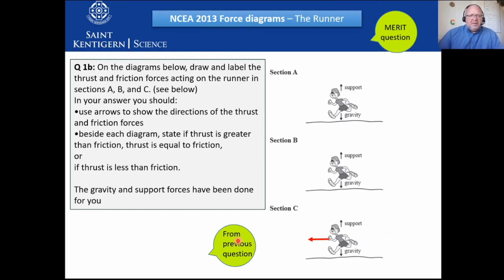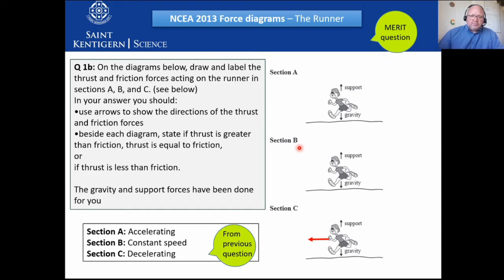Okay, so it was in 2013 that they asked this. Beside each diagram, state if thrust is greater than friction, thrust is equal to friction, or thrust is less than friction. The gravity and support forces have been done for you. And you have to draw these arrows. Now when you draw these arrows, guys, you need to make sure that the one is bigger than the other if they are accelerating or decelerating. And if they are at constant speed, you need to make sure that they are the same size.